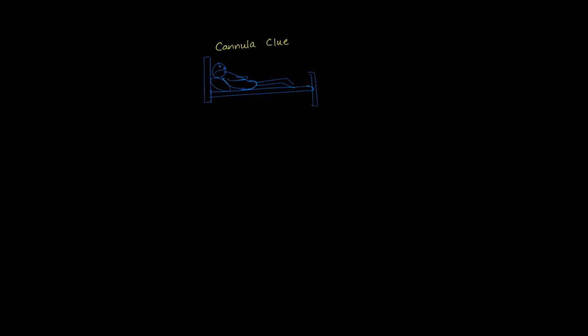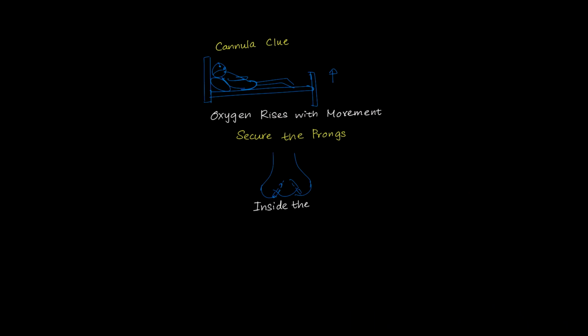That change tells the nurse something important. The cannula was loose before. Oxygen readings that rise and fall with patient movement point directly to a cannula that keeps slipping out of the nares. The fix is mechanical, not medical. Place the prongs securely in the nose.